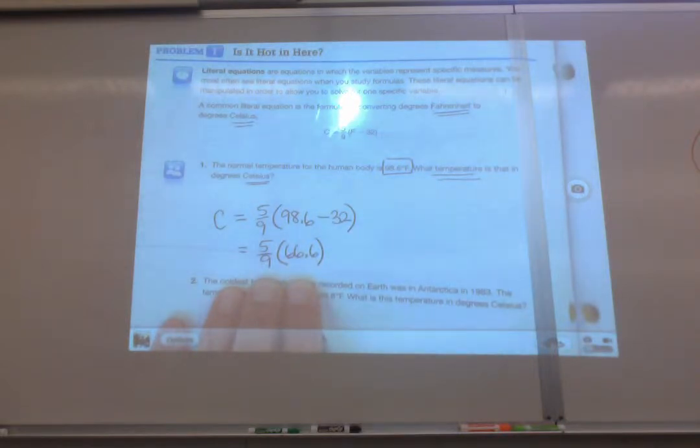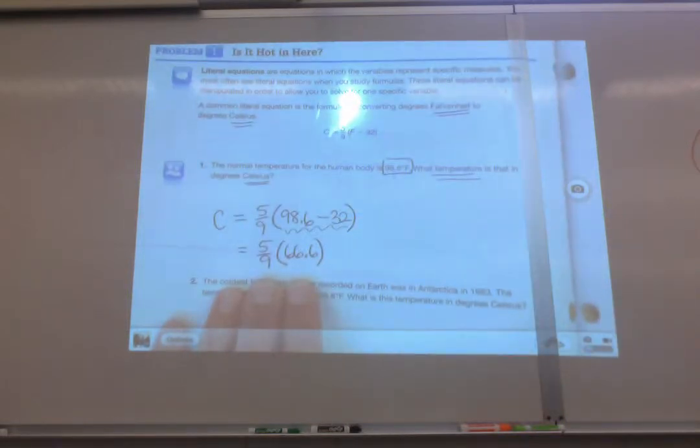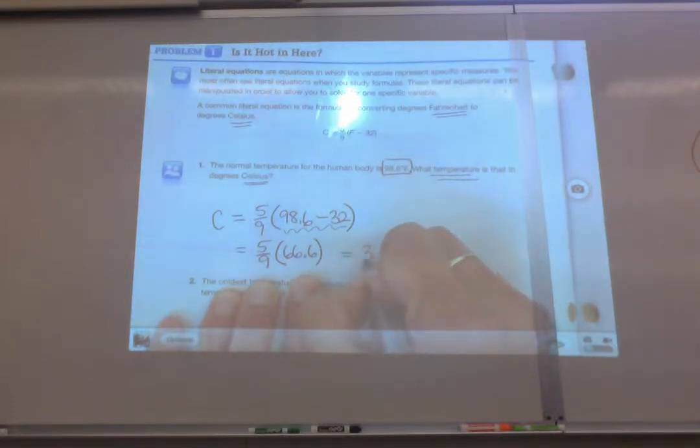Okay, I can hear people at tables kind of arguing about what step. Does it matter whether you times or divide first? No, actually it doesn't. It does matter that you do this subtract first. Do the inside of the parentheses first. And then you can times by 5, divide by 9. Times because the 5 is on top. Divide because the 9 is on bottom. Times by 5, divide by 9. I've got 37 degrees C. Are you in agreement?